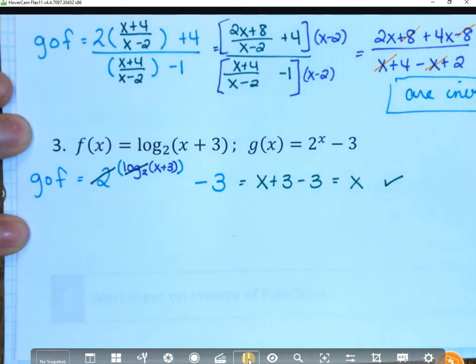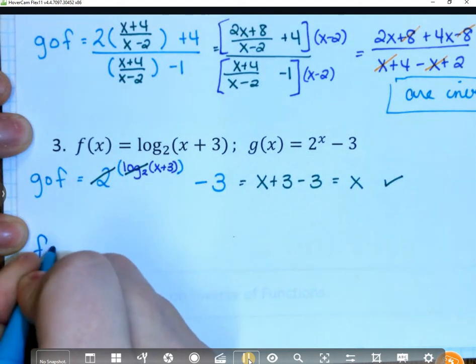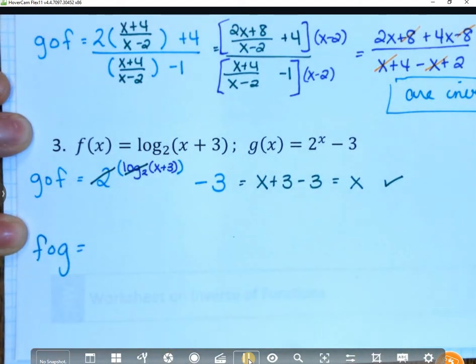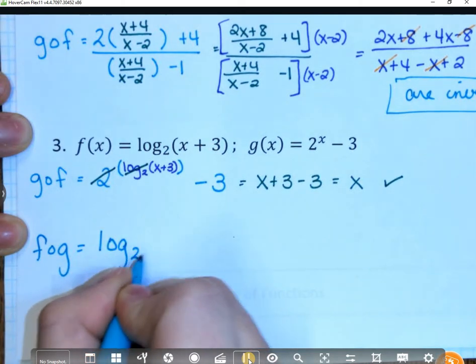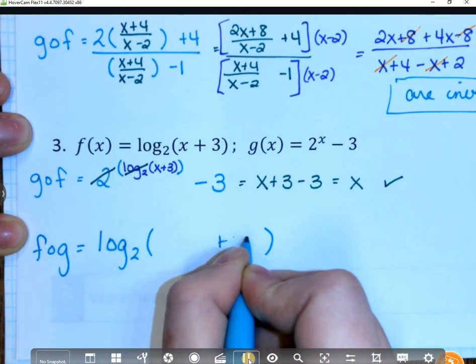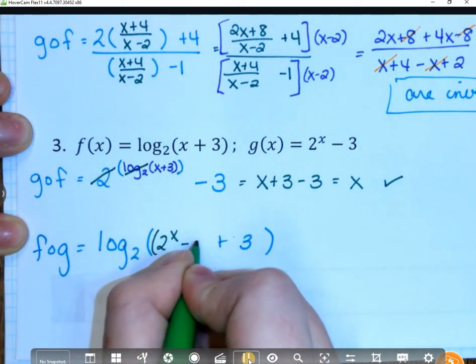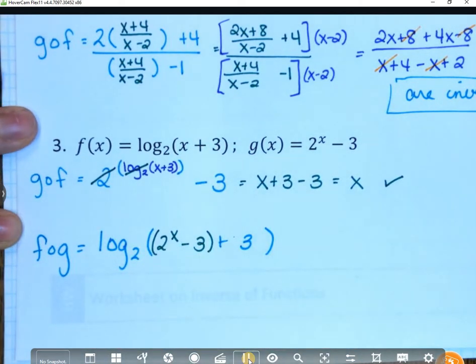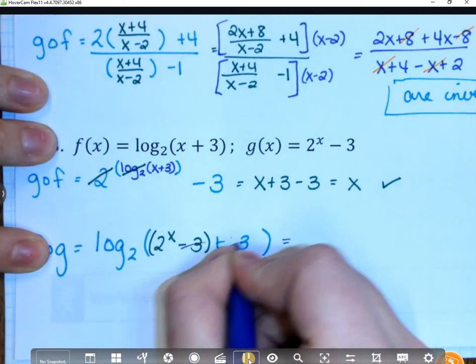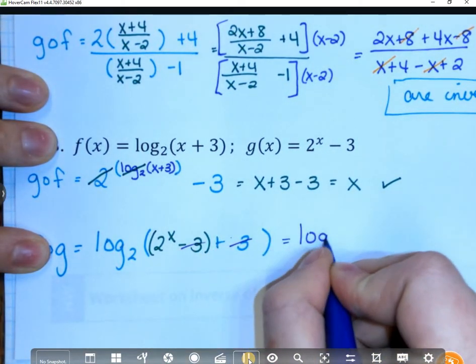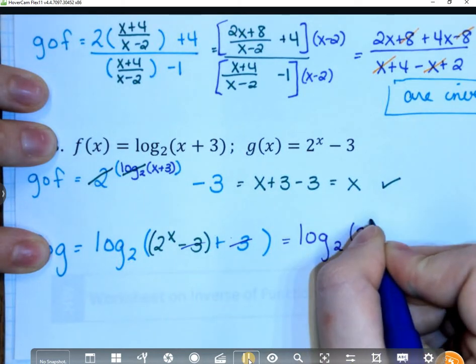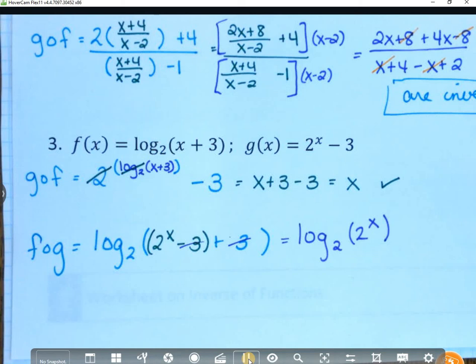Now let's see if that was just a fluke. Was it just one direction, or are they both okay? So f of g means start with log base 2, and into that is going to go the 2 to the x minus 3. Now be very, very careful here, guys. What would you do first? The 3's would cancel out. You must write this separately. So now that's log base 2 of 2 to the x.